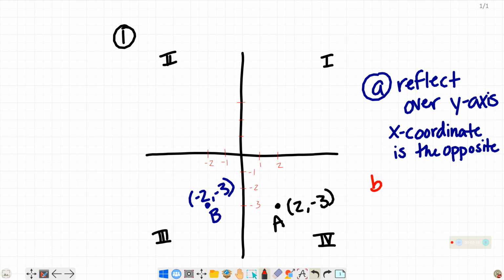Now moving on to part B. Part B says reflect point B over an axis so that its image is in quadrant 2. If I reflect over this axis, it's going to move this way. If I reflect over this axis, it's going to move this way. So which axis do I need to reflect over? We are going to reflect over the x-axis this time.